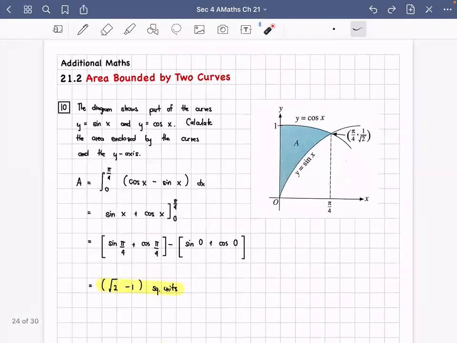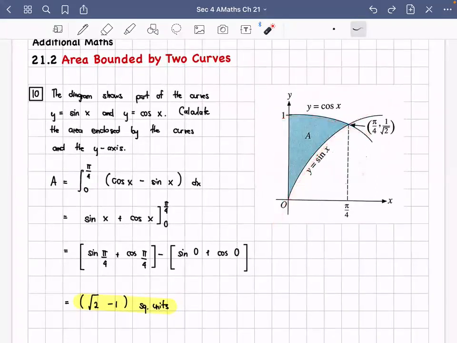So let's have our last example for today. Number 10, the diagram shows part of the curves y is equal to sine x and y is equal to cosine x. So basically you have trig values. The question is: calculate the area enclosed by the curves and the y-axis. So we need to find this. To get that, upper minus lower, so cosine of x minus sine of x. And then take note that your limits are from 0 to pi over 4.